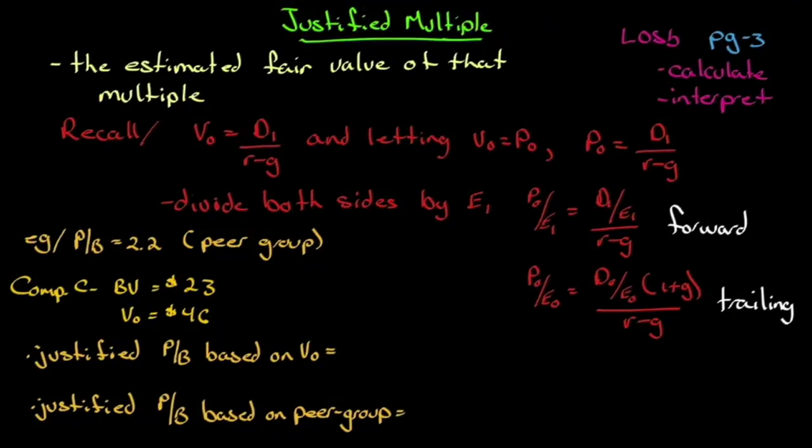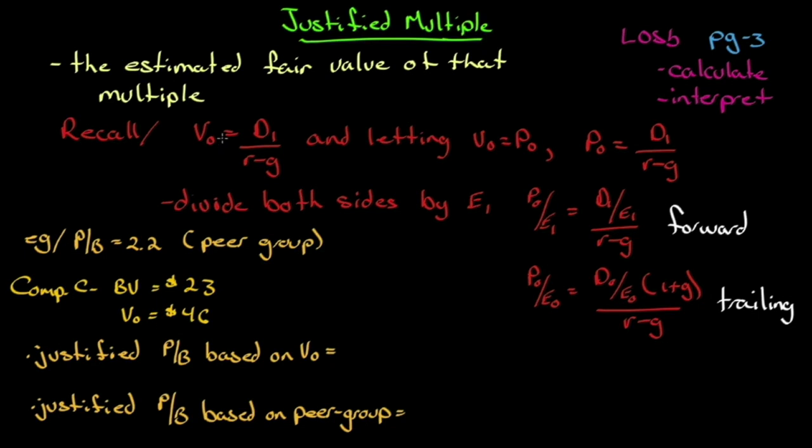So I've mentioned justified multiple a few times in the last learning objective. This one has us looking at it in more detail. So a justified multiple is an estimated fair value for that multiple. So let's look at the Gordon growth model that we saw 2 readings ago in the reading on dividend discount models, which is the simplest model to use.